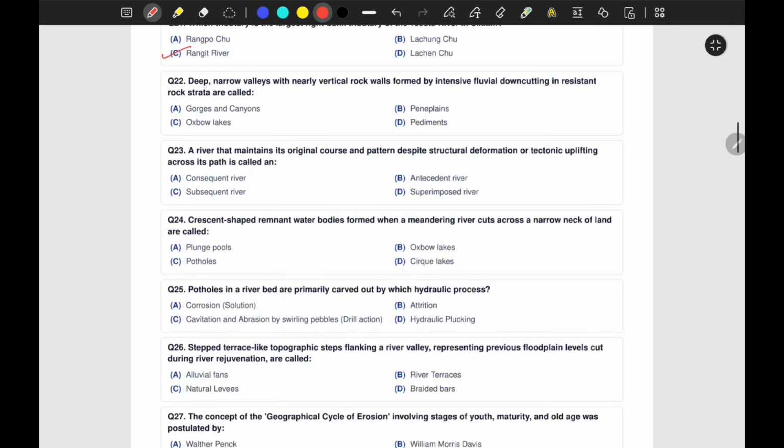Question number 22. Deep narrow valleys with nearly vertical rock walls formed by intensive fluvial downcutting in resistant rock strata are called oxbow lakes, peneplains, pediments, or gorges and canyons. The correct answer here is option A, gorges and canyons.